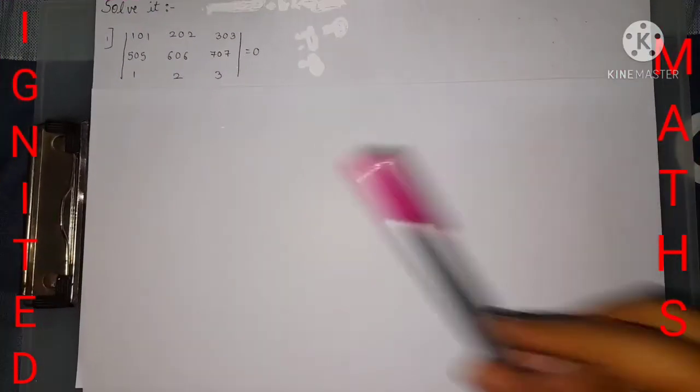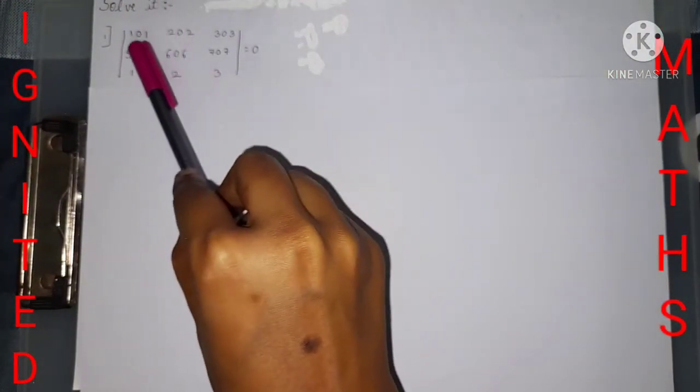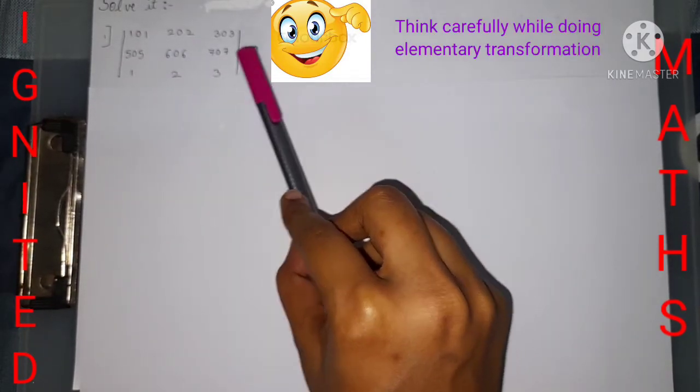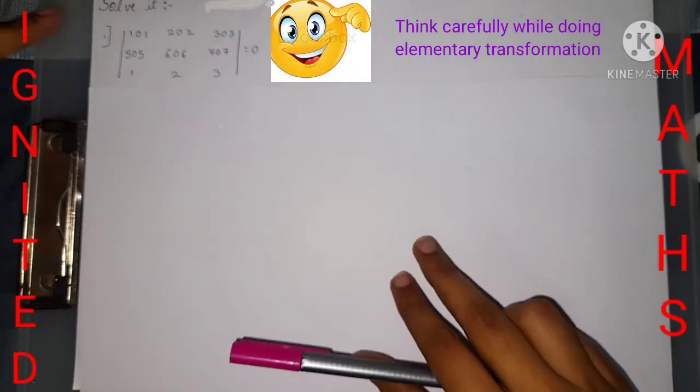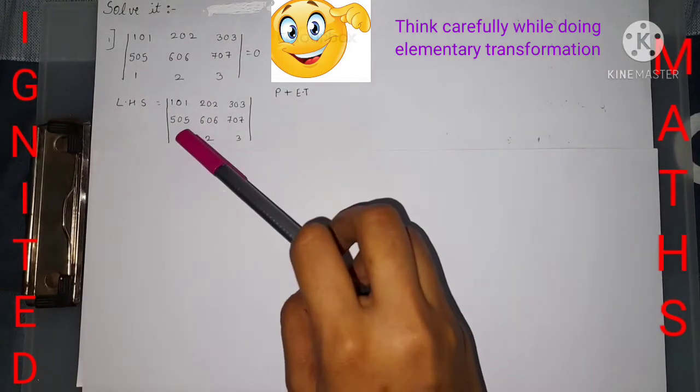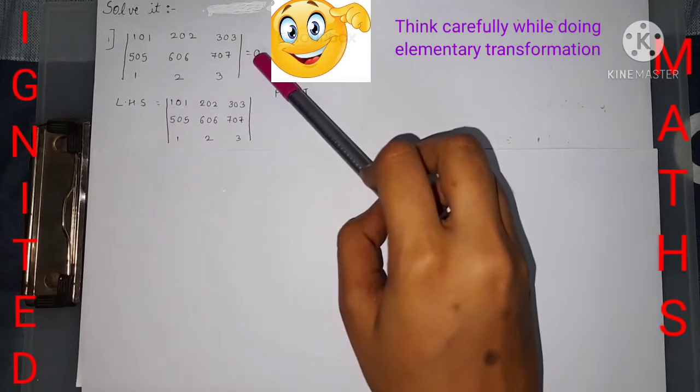The example that we need to solve. The question is given to solve. The determinant is given and the value of the determinant is given as 0. So we need to show that left hand side is equal to right hand side. The left hand side value is this one and we need to get the value as 0.